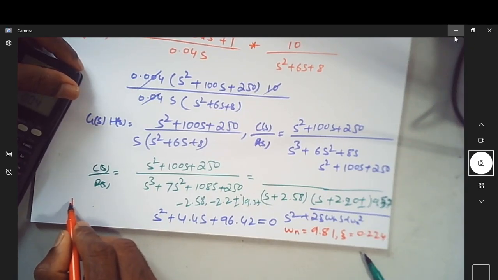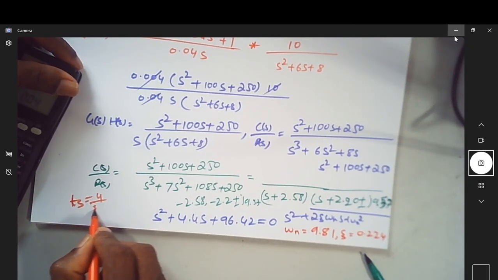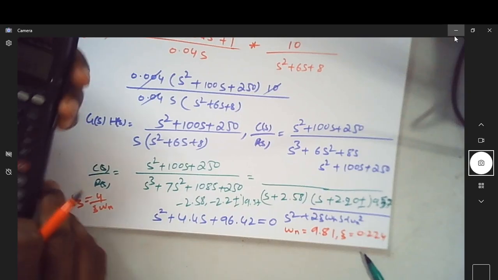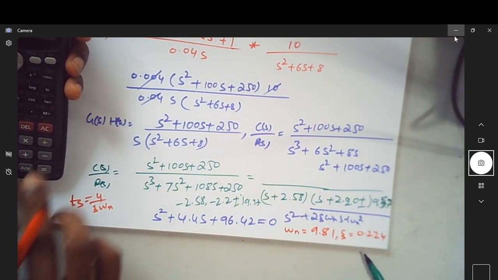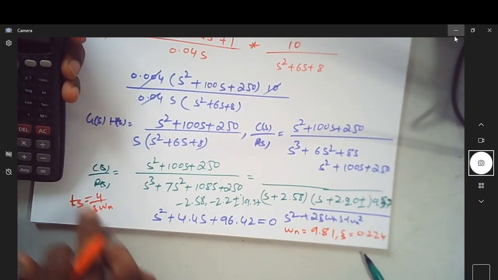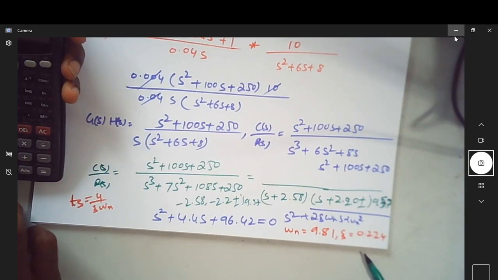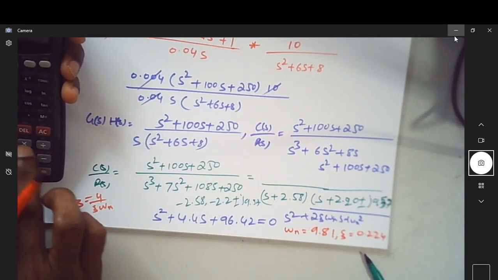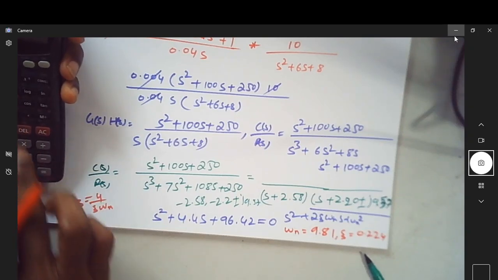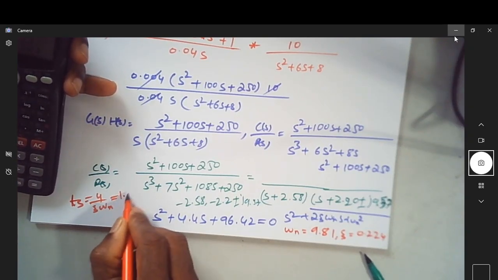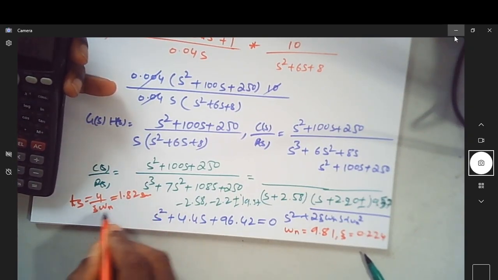So what is Ts? It is 4 by zeta omega n. So 4 divided by 0.224 into 9.81 radian per second. So it is now 1.82 second.